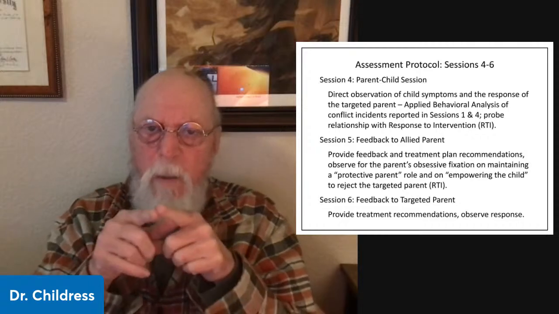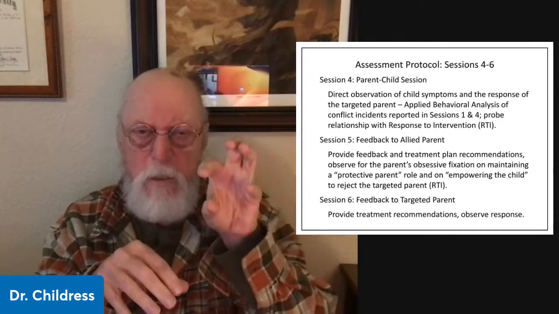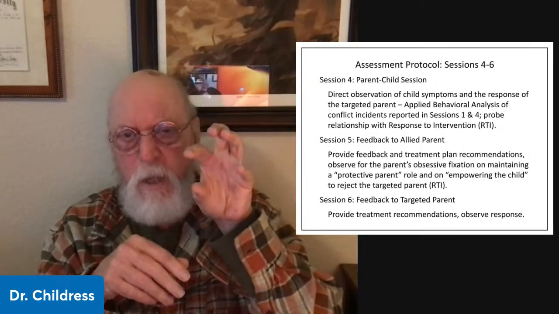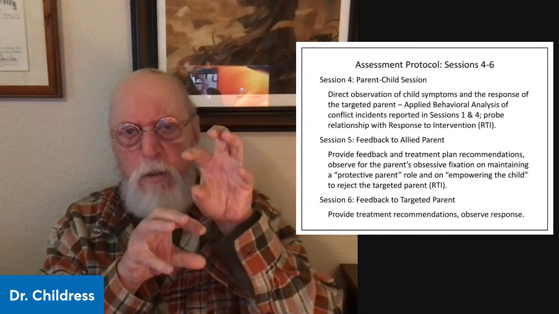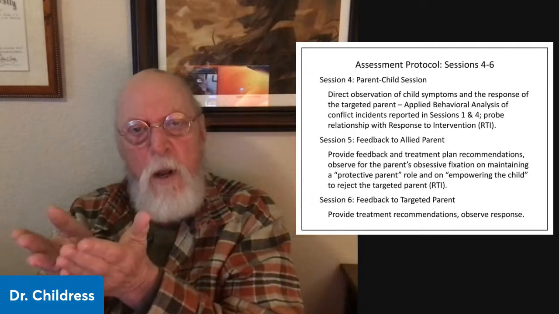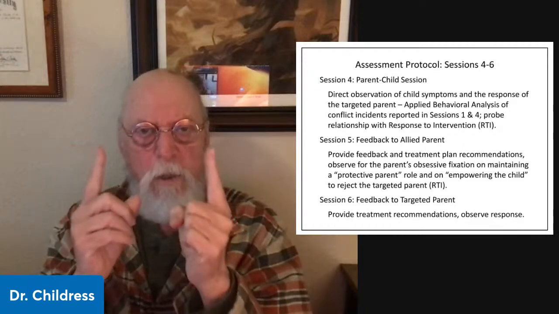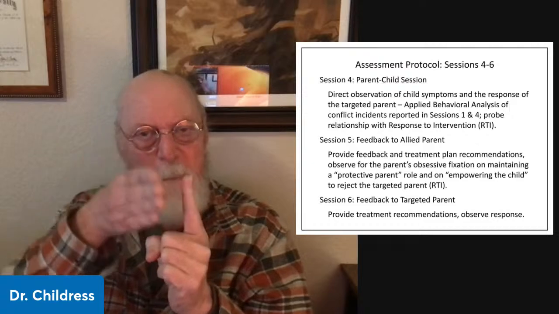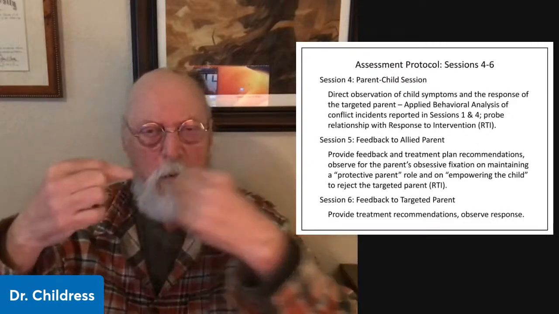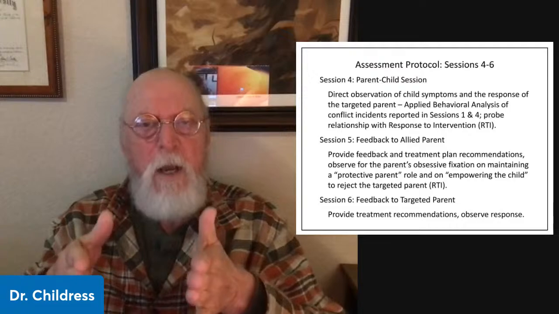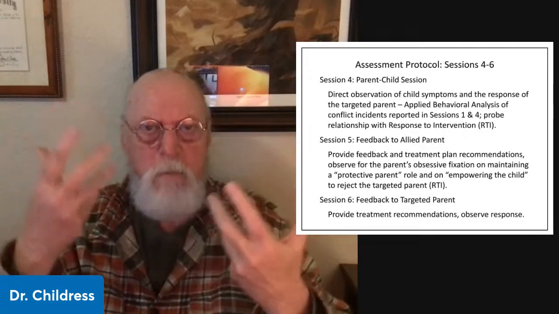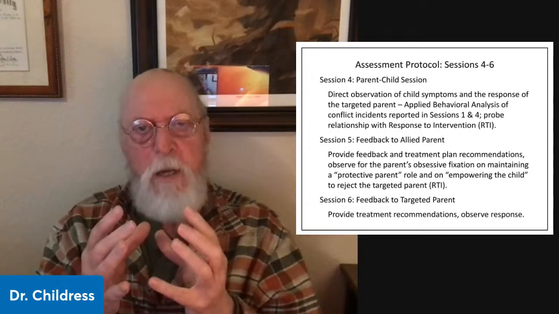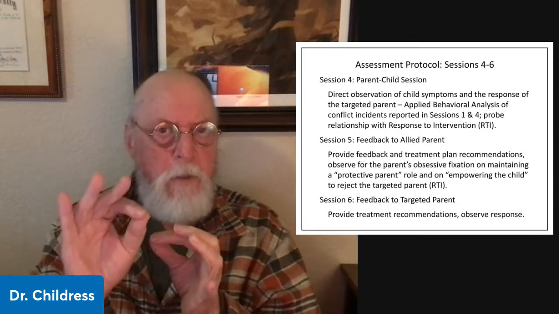And so I'm going to acquire some of these incidents, the unforgivable event type situations, from the allied parent in session 1, from the child in session 3, and then in session 4, I'm going to do an applied behavioral analysis with the parent and child, the target parent and child, walking through those incidents step by step to see the cue structures, to see the reinforcers and things that were involved there, and see the discrepancy in just perception of the situation. And then in that session as well, I can also probe on response to interventions.